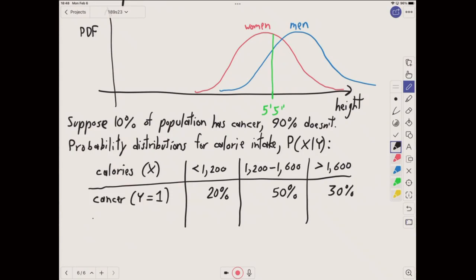And we did the same thing for people with no cancer, which we'll call the condition y equals -1. And we discovered that 1% of them are eating fewer than 1,200 calories per day, 10% are eating between 1,200 and 1,600, and 89% of them are eating over 1,600 calories. By the way, I made these numbers up. Please do not take these as medical advice.